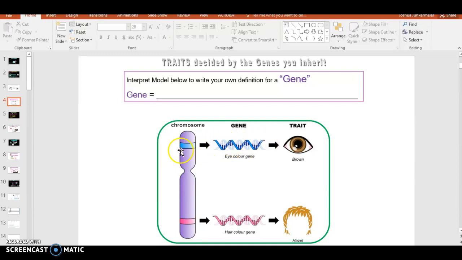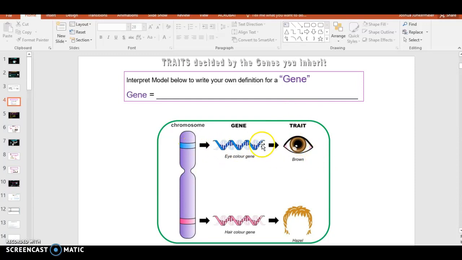So this is the gene. There's a section of a chromosome made of DNA, and that little section of DNA is called a gene. And this is a gene for eye color. And you can see that the gene helps produce the trait, or what we observe.